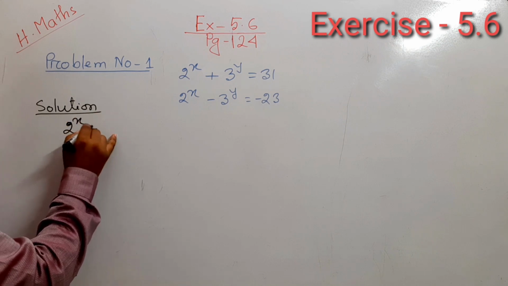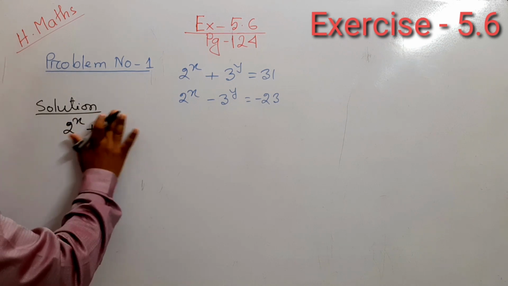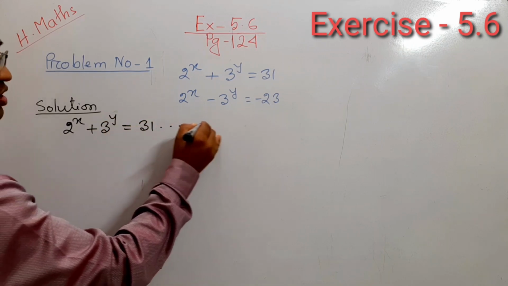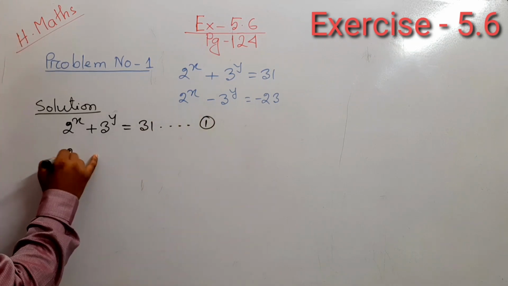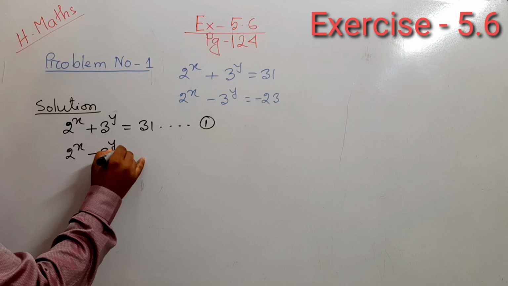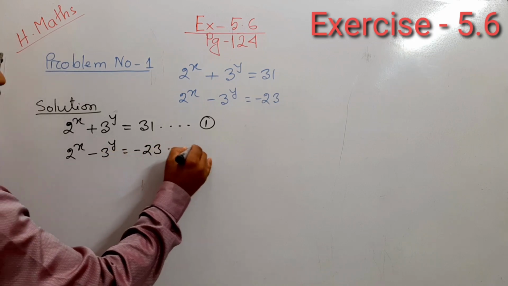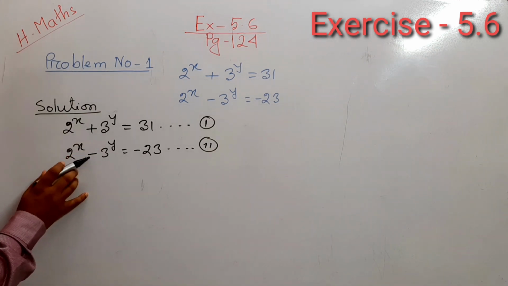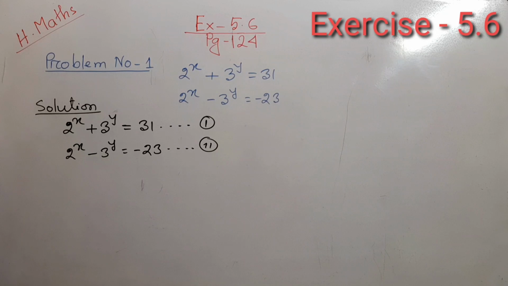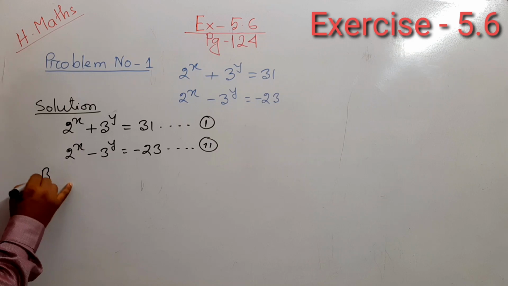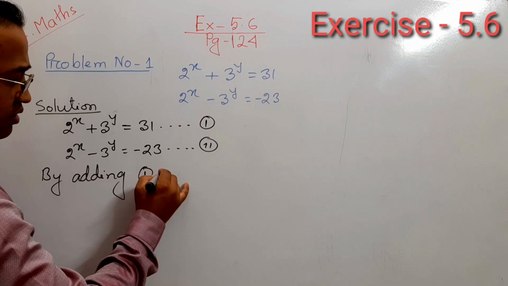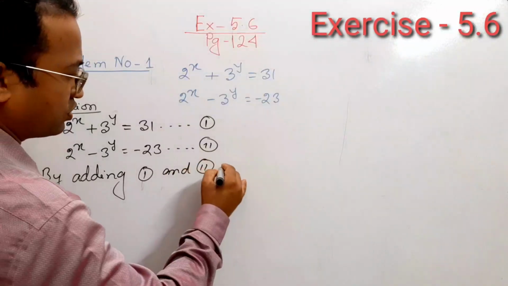2 to the power x plus 3 to the power y equal to 31. This is equation number 1. And 2 to the power x minus 3 to the power y equal to minus 23. This is equation number 2. Now look, both have the same number in opposite directions. So if we add these two, we will get the value of x easily by adding equations 1 and 2 now.